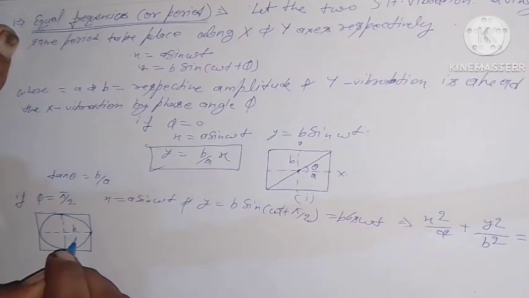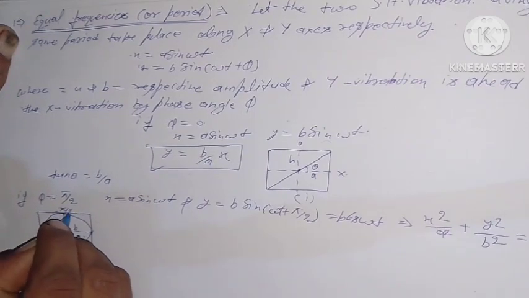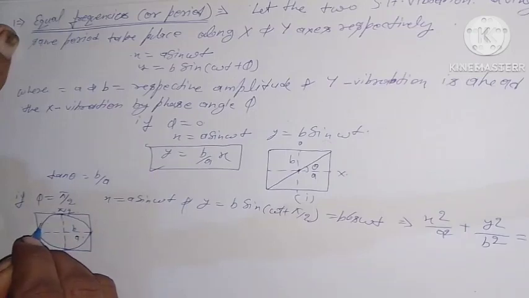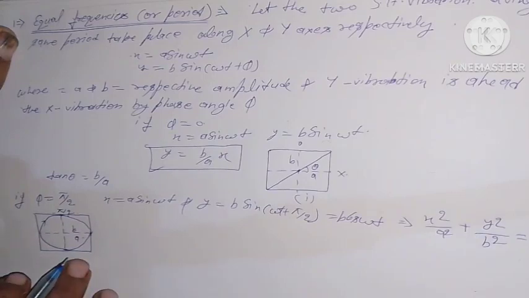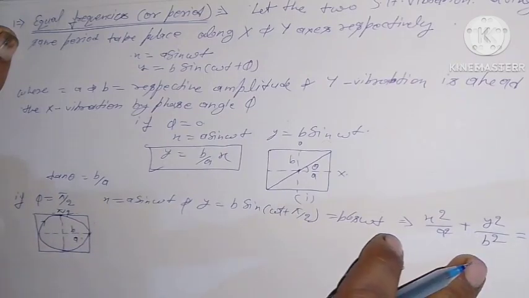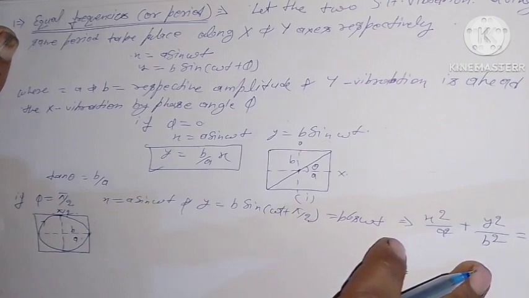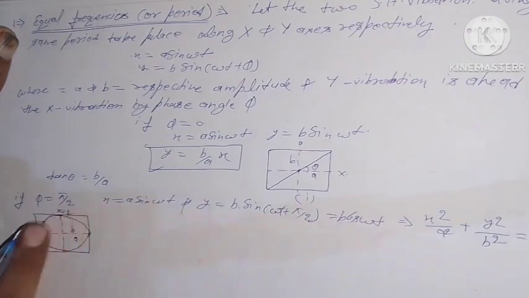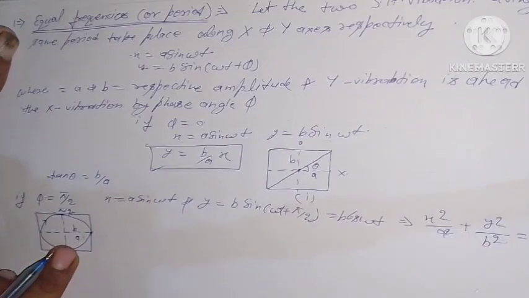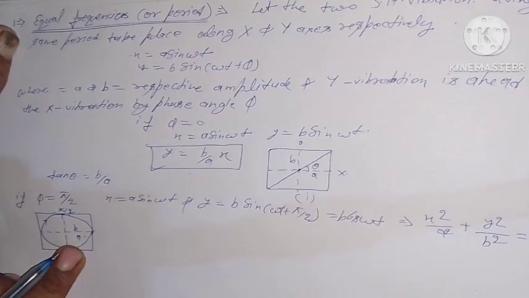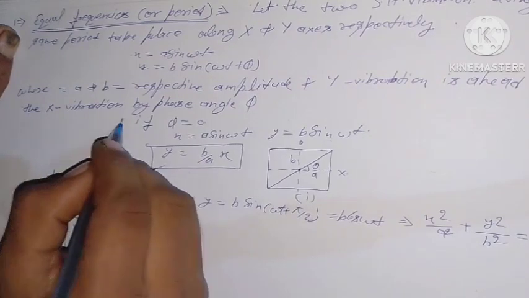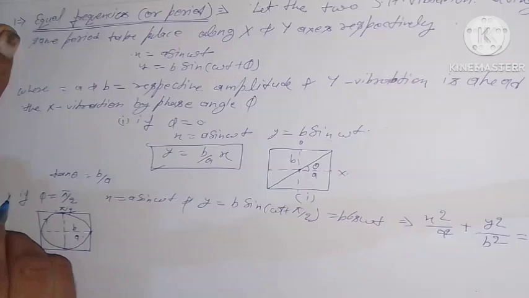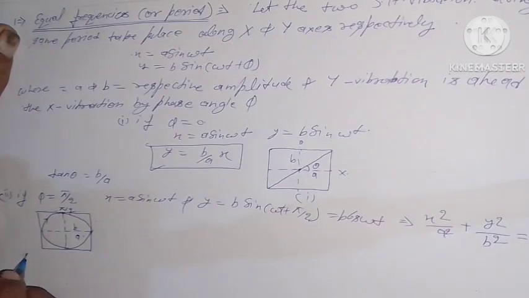Ellipse, okay? This is B, this is A, phi equal to pi by 2. x square upon A square plus y square upon B square equal to 1. This represents a symmetrical ellipse whose major and minor axes coincide with the x and y axes respectively. This is the first point, this is the second point, and this is the third point.